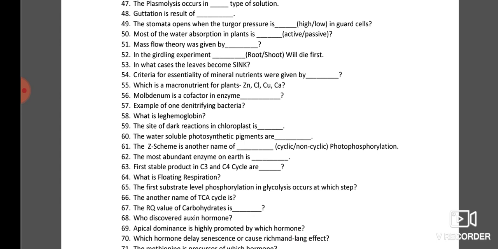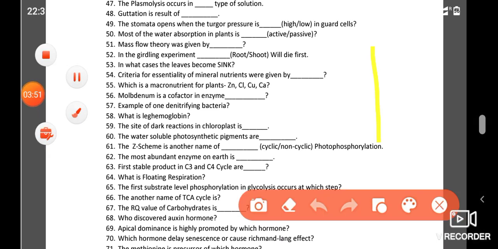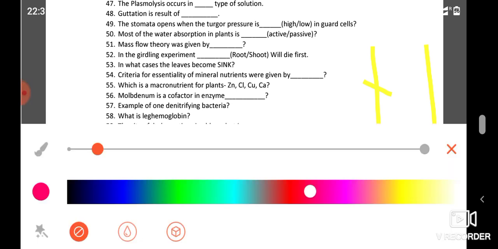In the girdling experiment, does the root die first or the shoot die first? So what is the girdling experiment? In the girdling experiment, a cut is given on the plant up to the phloem level. Suppose this was the phloem. So a cut is given up to the phloem level, so there is a break in the phloem. If there is a break, what will happen?